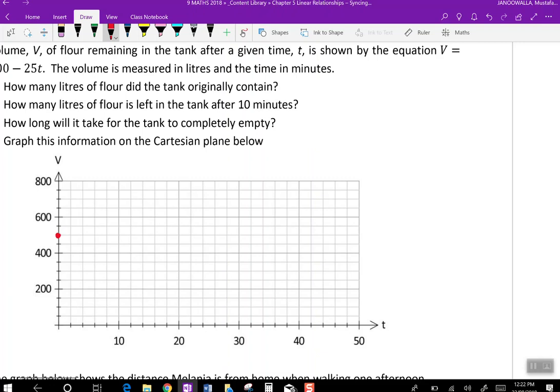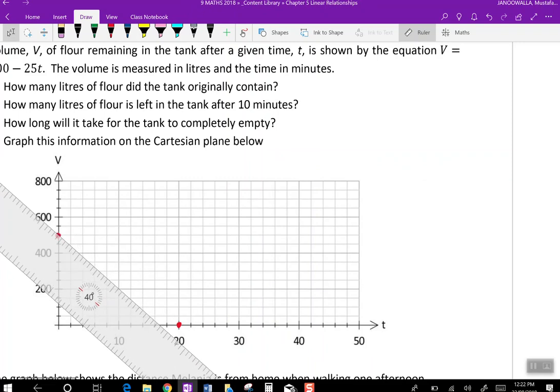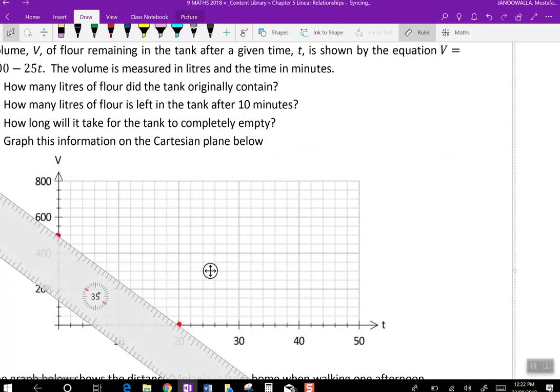When V is 0, T was 20. Do you remember? So 20 is there. Alright? And my gradient is negative. Makes sense. So when I plot my graph, I just have to make it cross those 2 points. And that's your graph there.